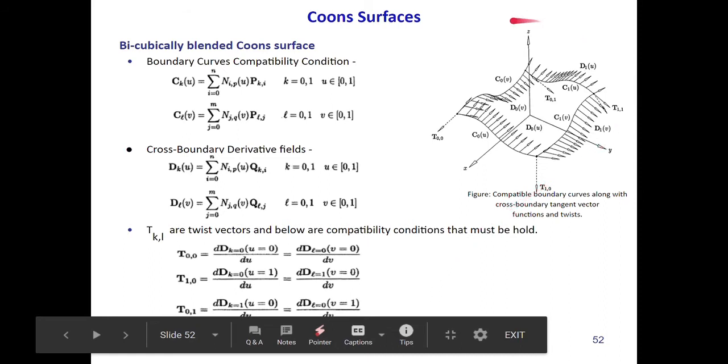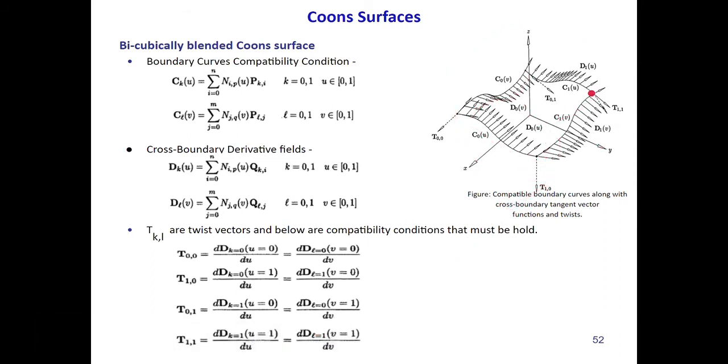And right here in this diagram, we can see that these four boundaries are representing our four input curves, which are denoted by Ck of u and Cl of v and so on. And these pointed arrows are all the partial derivatives along those curves. And at the corners, we can see we have our twist vectors denoted.